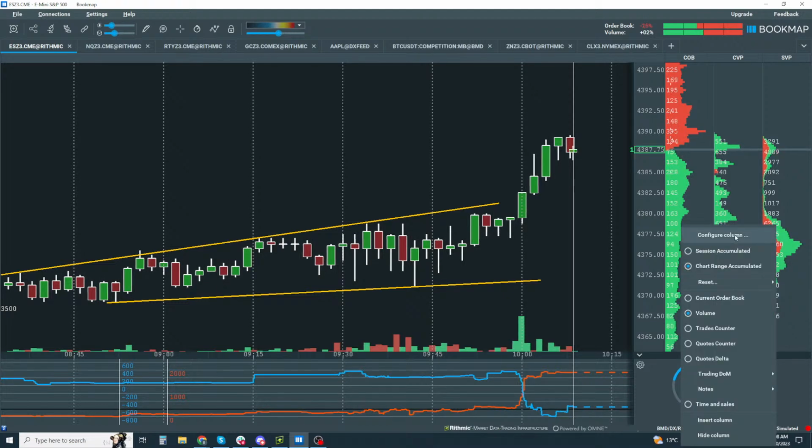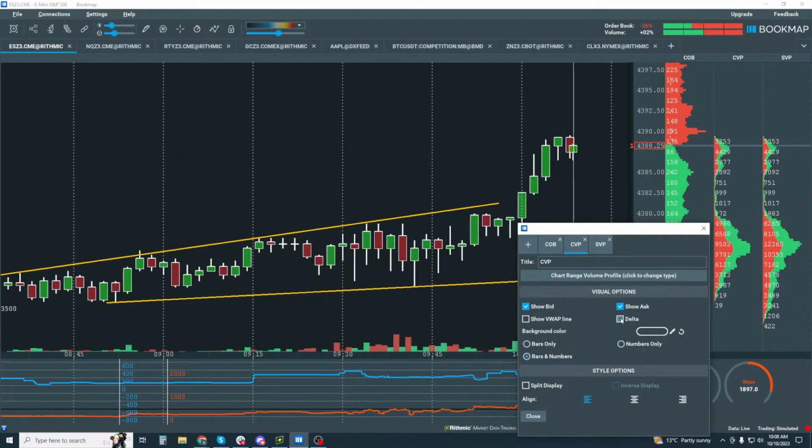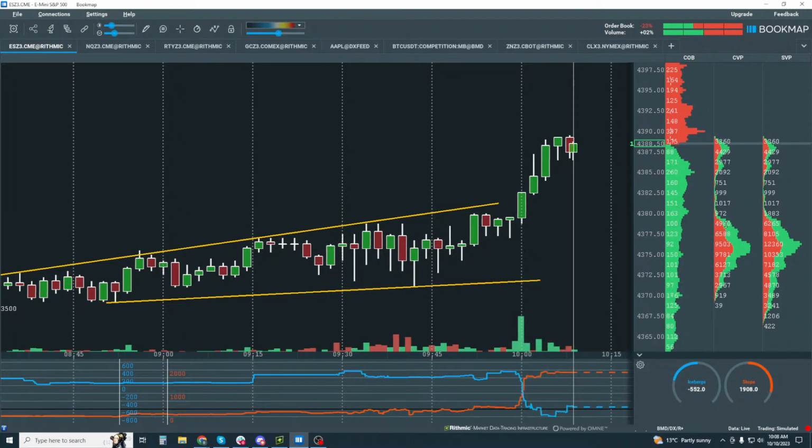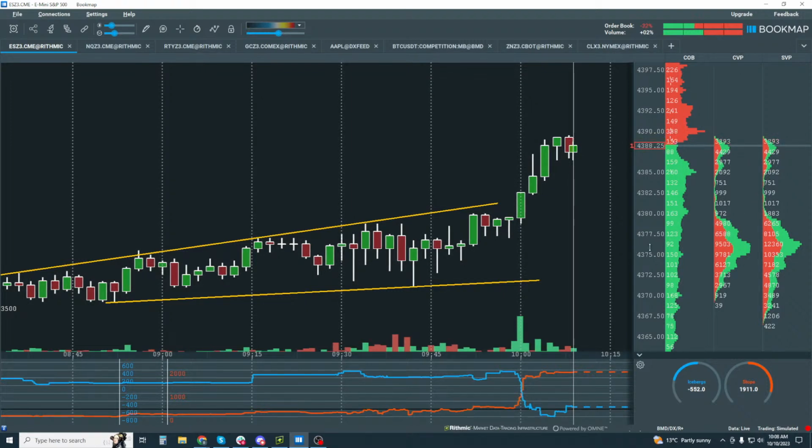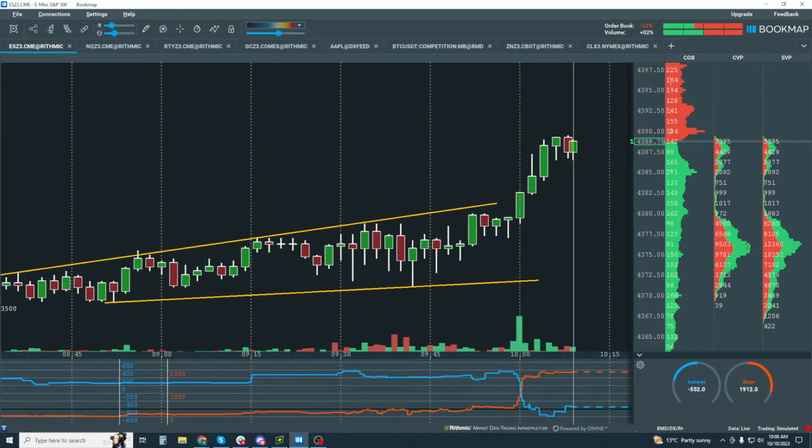In fact, let me actually configure this one. This is better within this range here, the CVP, which is just showing the chart range volume profile. And we can start to see where on the horizontal, on each price level in here, the volume is added up and aggregated here on the horizontal. Here it's aggregated on the vertical, right? So at least in the subchart down here.